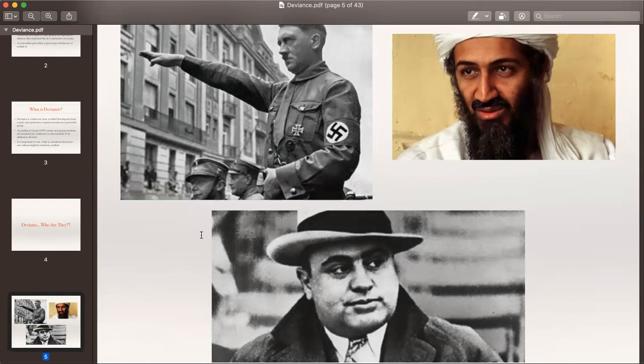But although a majority of individuals would interpret them as negative forms of deviance, you can also look at the other side of the argument: that to their followers, for Al Capone, to his employees, these individuals were viewed as positive forms of deviance.